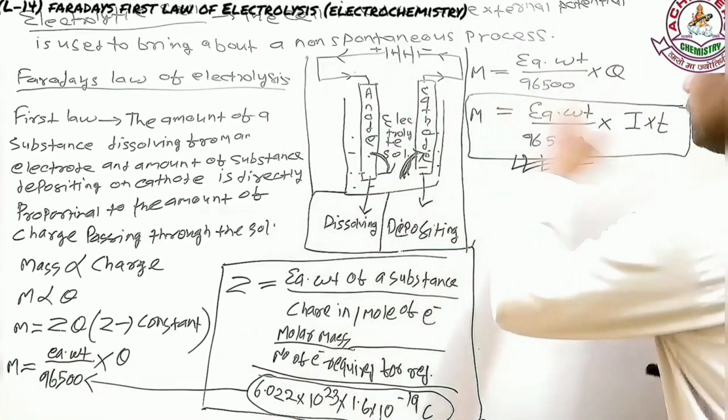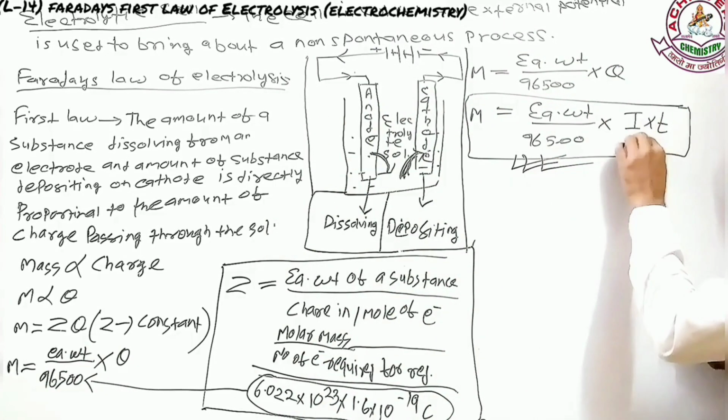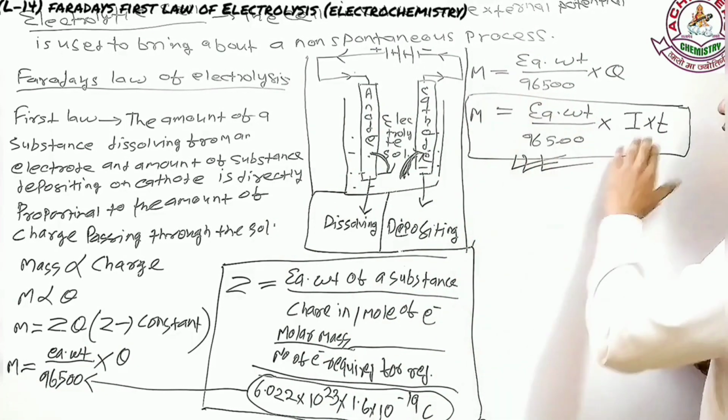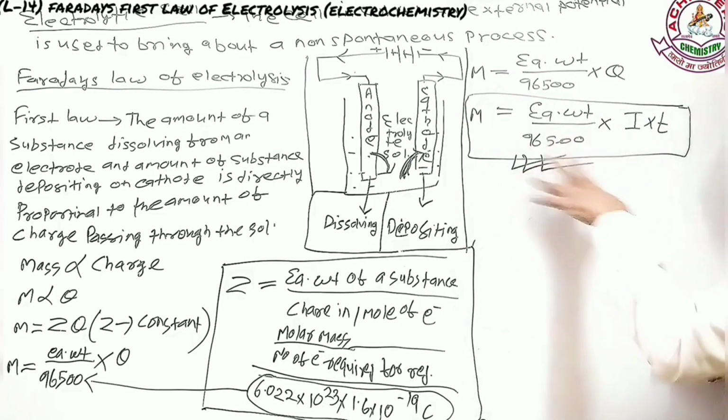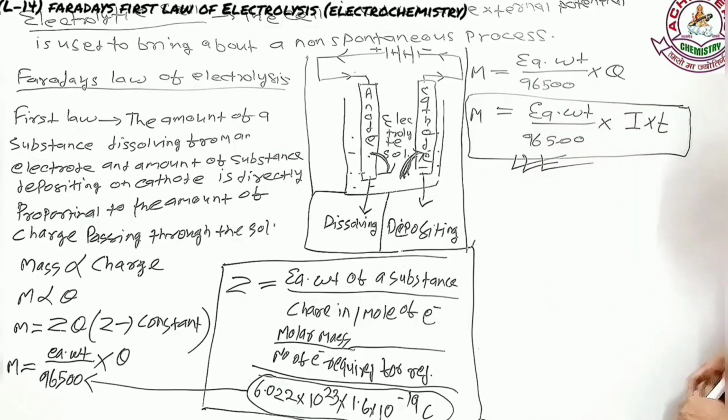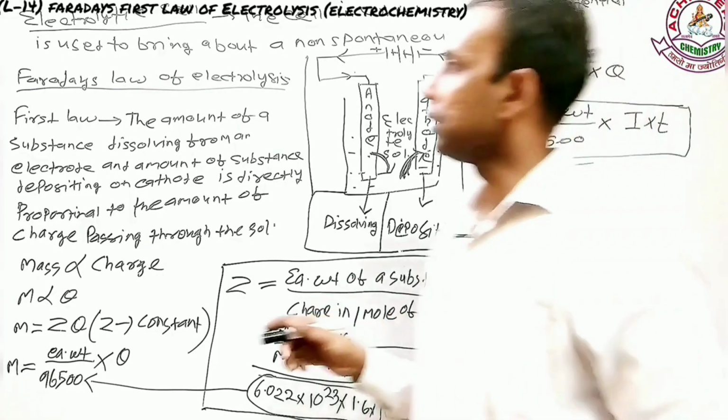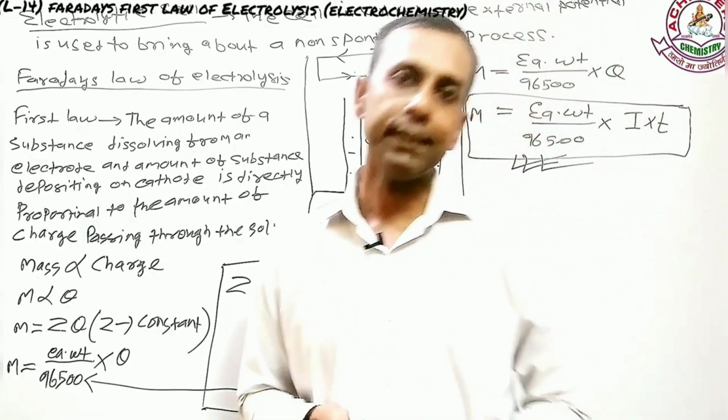Now, I did a little bit of expansion here. Q is also equal to I into T. I hope you do know, Q is also equal to I into T. So therefore, this equation comes out to be the final part here. So this is what Faraday's first law is.